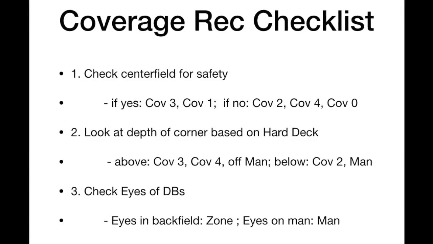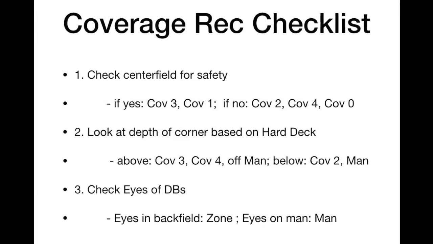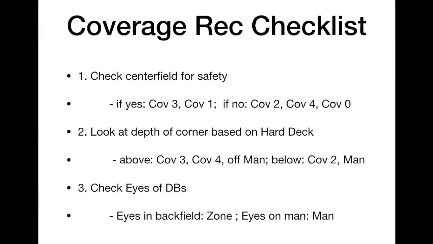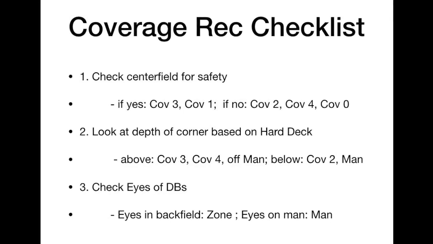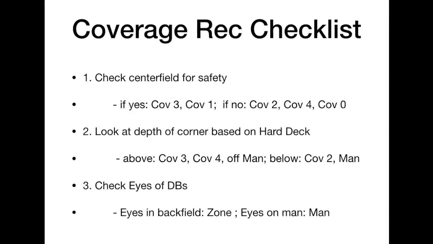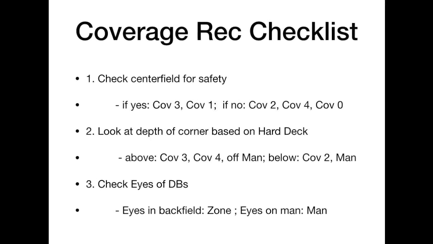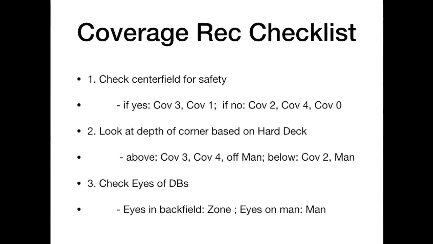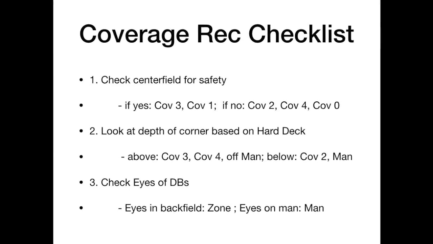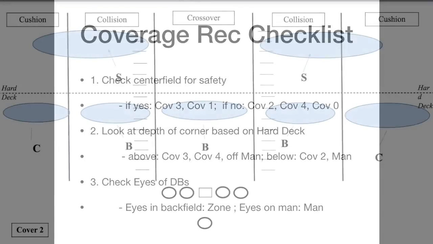First, we're going to check center field with our eyes, and then look slightly to the left and the right. Second, we're going to check the depth of the corners based on what we call the hard deck, which I'll explain in a minute. Are the corners sitting above the hard deck or below the hard deck? And lastly, the eyes of the defensive backs, primarily the corners, but also the safeties. Are their eyes in the backfield on the quarterback, or are they on the man lined up in front of them in their respective area?